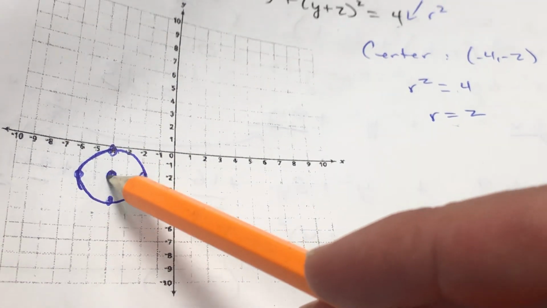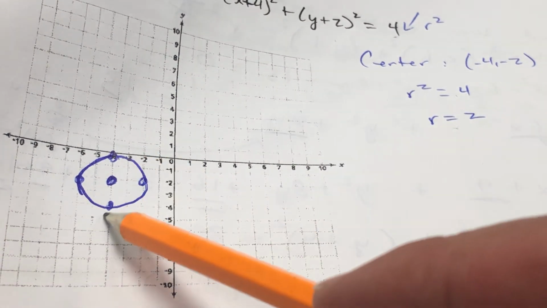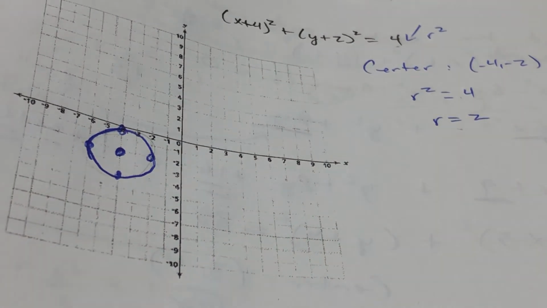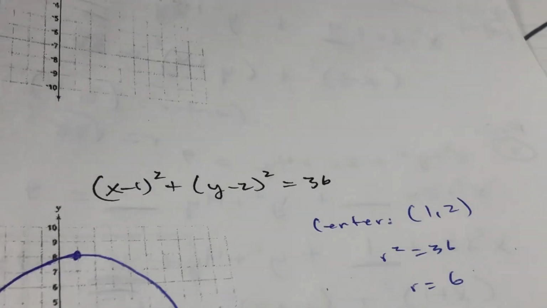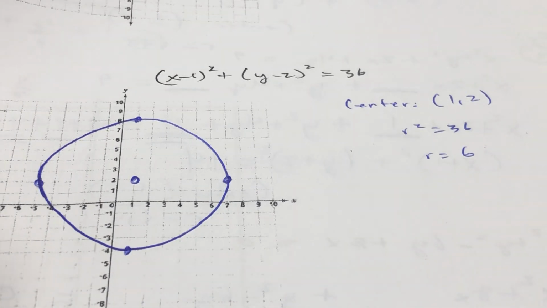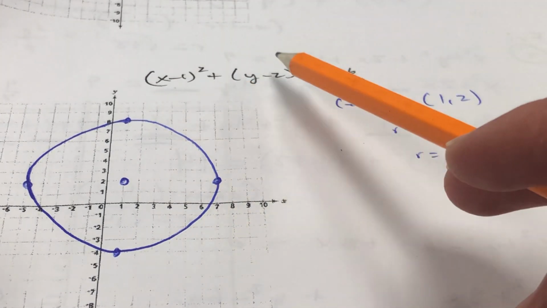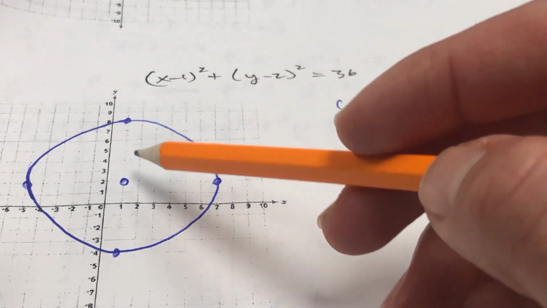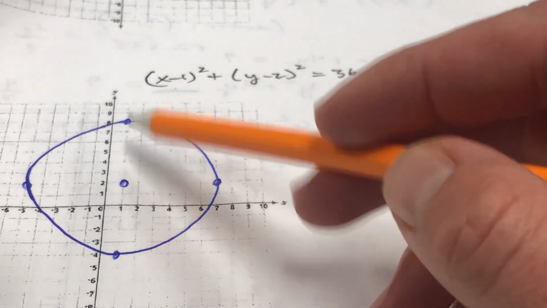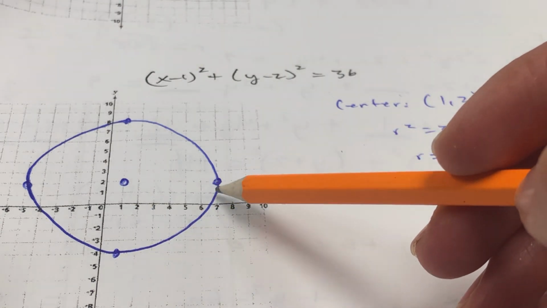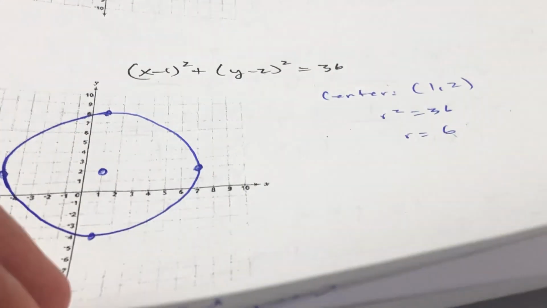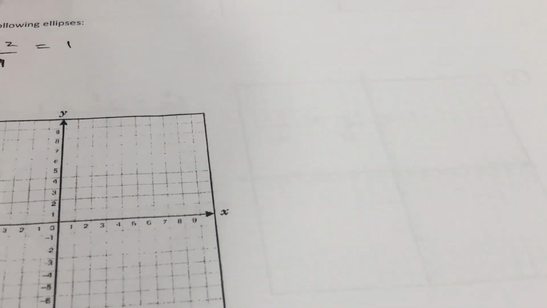Negative 4, negative 2 is the center. I go up 2, down 2, right 2, left 2, and I make a circle. All right, figure out what the center is, find the radius, and then we got our circle. Set this equal to 0, set this equal to 0. My center is 1, 2. R squared is 36, so R is 6. My center is 1, 2, up 6, down 6, right 6, left 6.